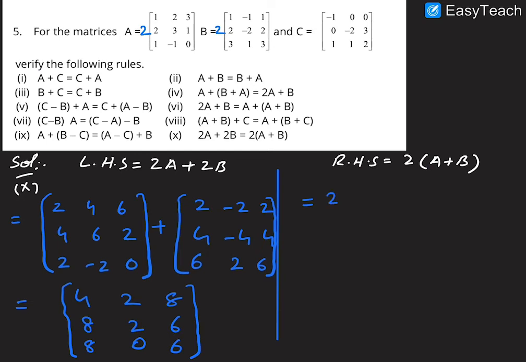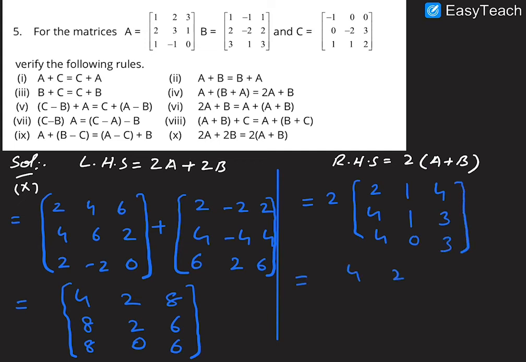Now 2 into A plus B, you need to add A and B. So what is A plus B? 1 plus 1 is 2, 2 minus 1 is 1, 3 plus 1, 4, 2 plus 2, 4, 3 minus 2 is 1, 1 plus 2 is 3, 4, 0 and 3. Now just multiply these two.